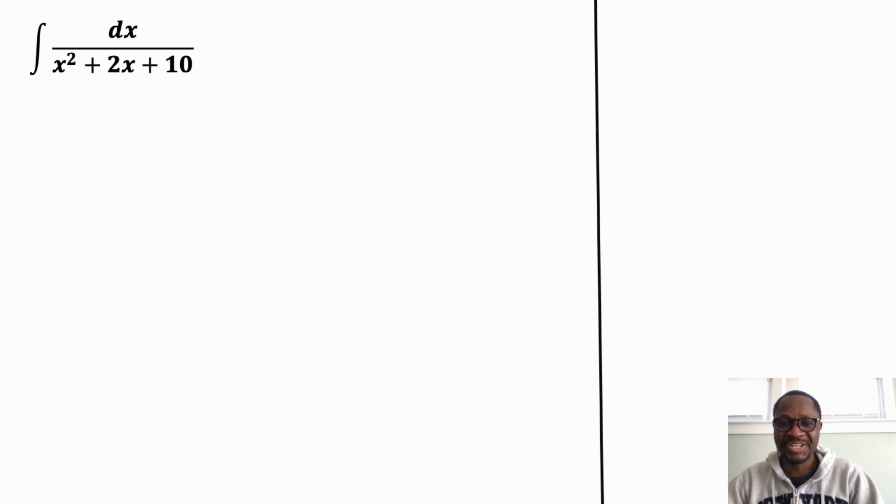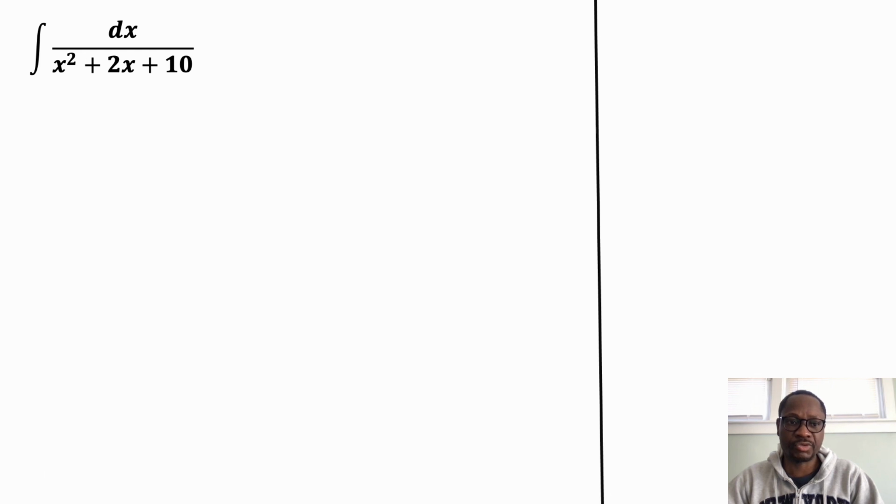Hello everyone. Today I have a rational integral question and I'll be walking us through how to solve it. This particular question requires us to find the integral of 1 divided by x squared plus 2x plus 10.